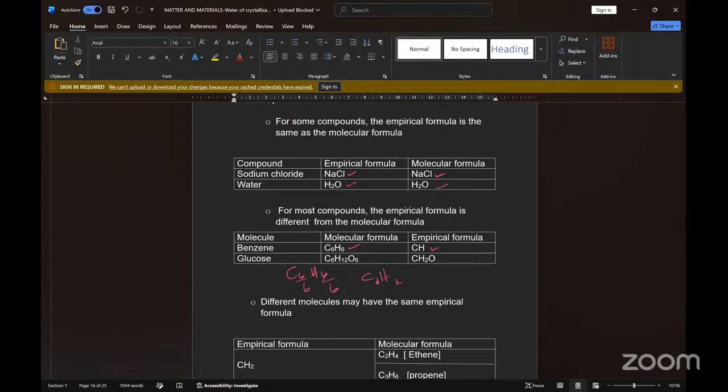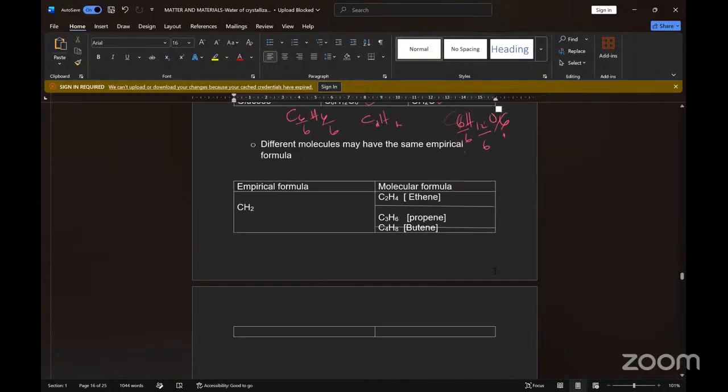We also look at an example of glucose. You have C6H12O6. Again, you can simplify this by dividing through by 6. If you divide here by 6, you get 1. You divide here by 6, you get 2. And then if you divide here by 6, you get 1. So it's C1H2O1. So this becomes the empirical formula. So basically, that is that.